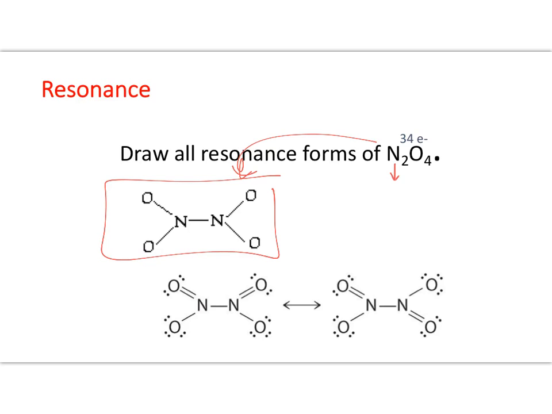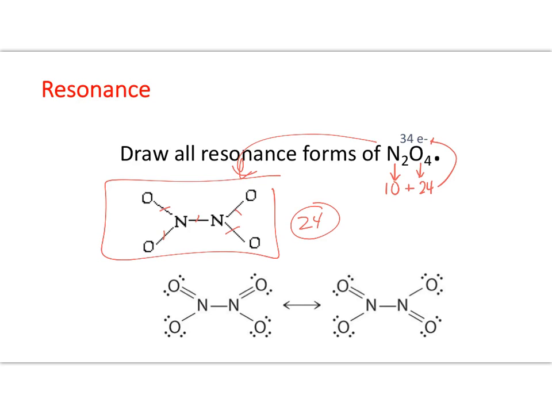So anyway, you have 2 nitrogens with 5 apiece, so that's 10. You have 4 oxygens with 6 apiece, so that's 24. That's where we get this total of 34 electrons. So when you start to make this structure and you put in the bonds, you've taken care of 2, 4, 6, 8, 10 electrons. So I still have 24 electrons I need to put into this structure.